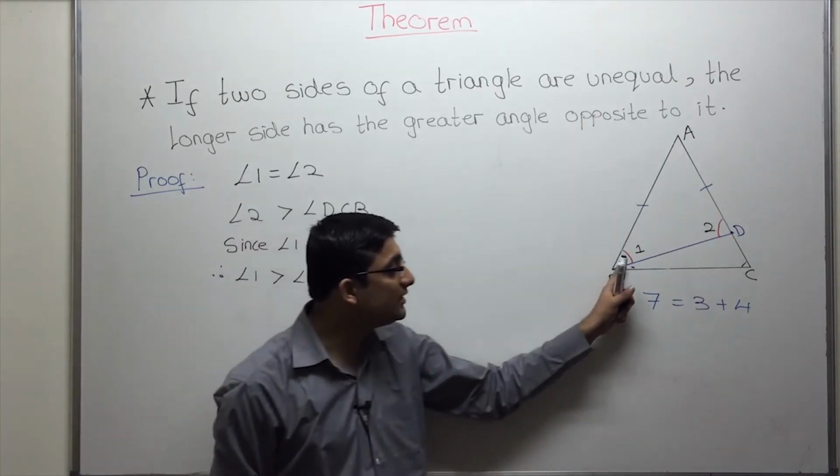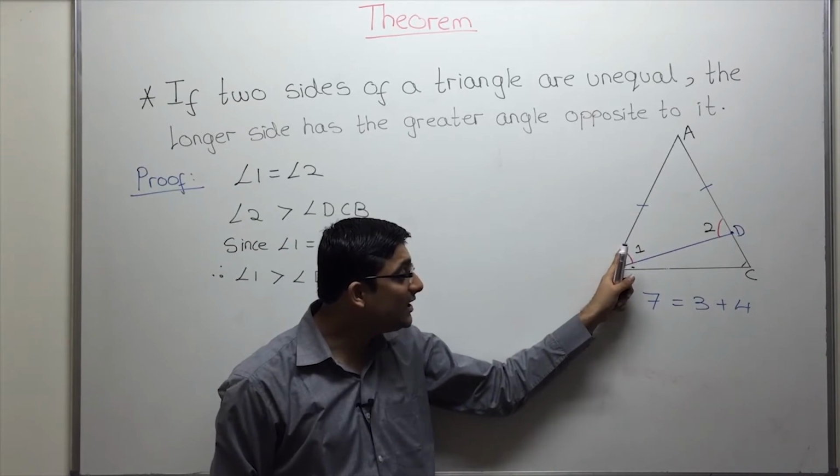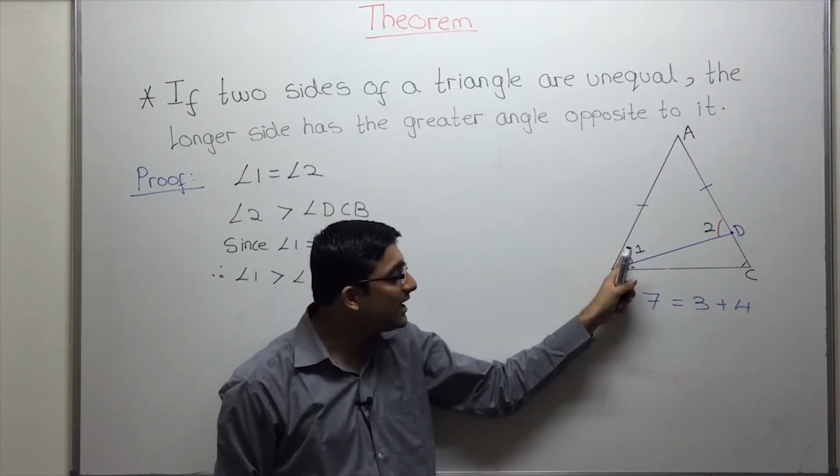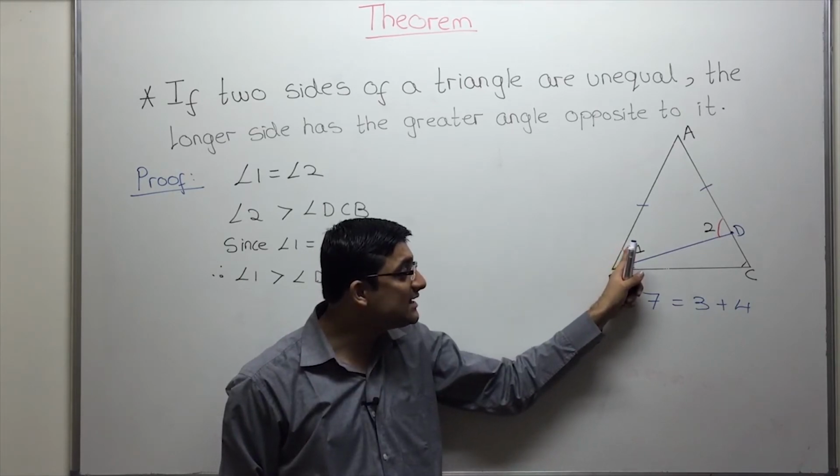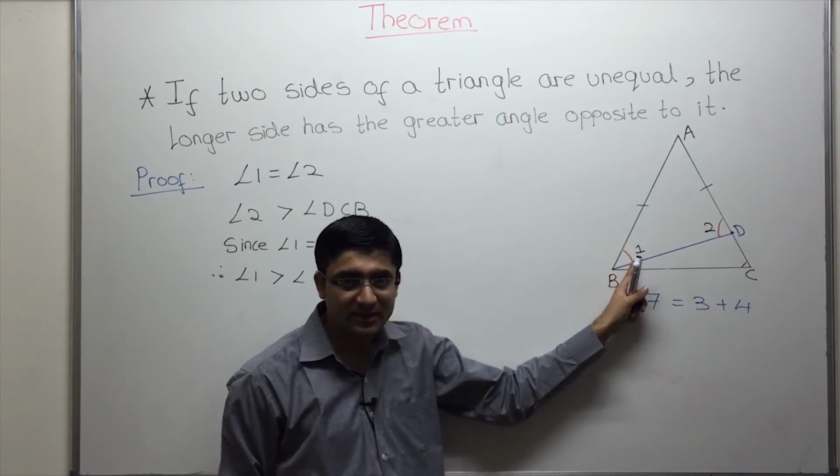Now, if you notice over here, what is angle 1? Angle 1 is part of angle ABC. I repeat, what is angle 1? Angle 1 is part of angle ABC. That means this entire angle ABC is bigger than angle 1.